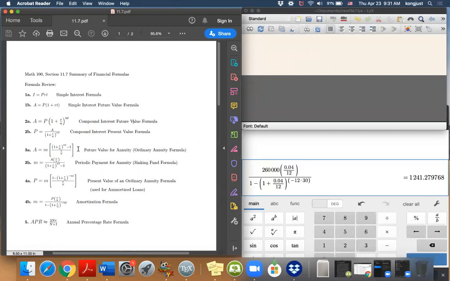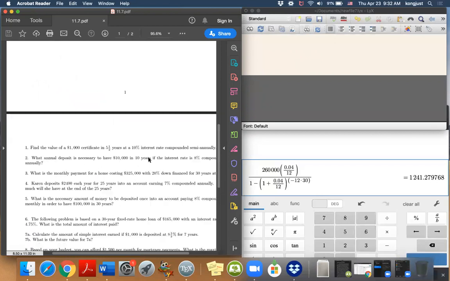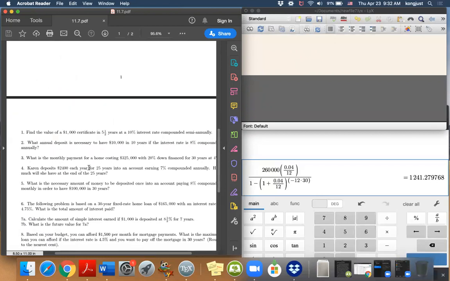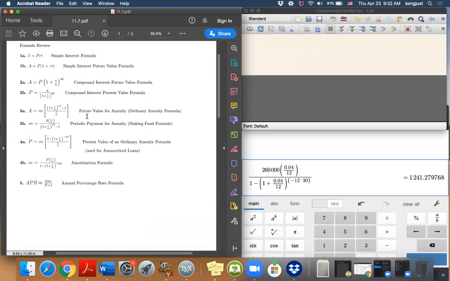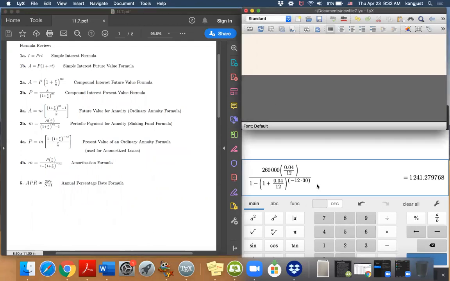So the next thing to distinguish between, once you see compounding and you're trying to figure out what you're going to end up with, is how many payments you make. If it's one time, it's the compound interest. And if it's multiple times, then it's this one. And if you look at our question, because she deposits each year, then we want the other one. So we're using 3A.